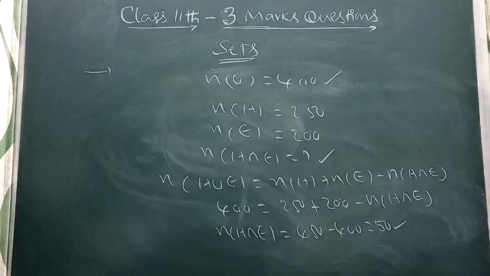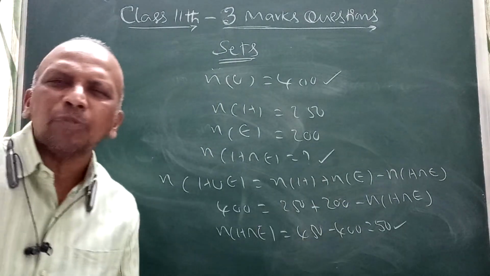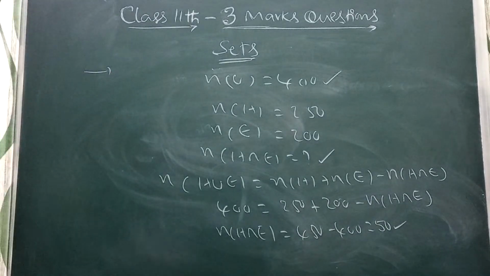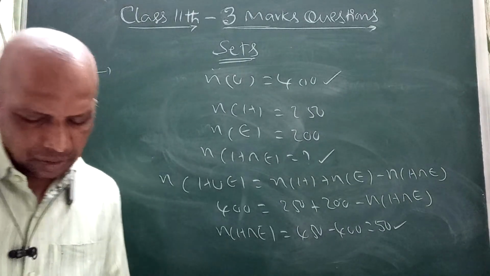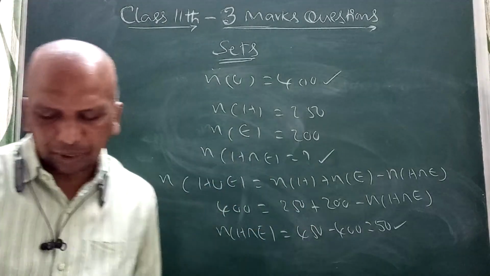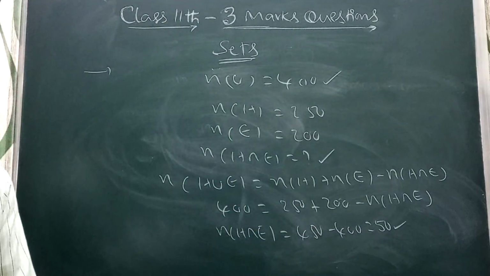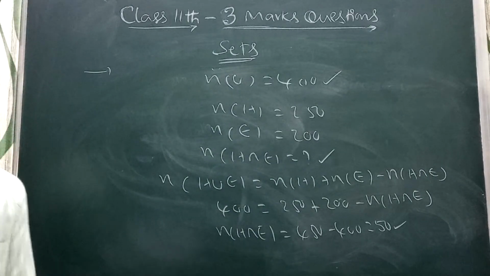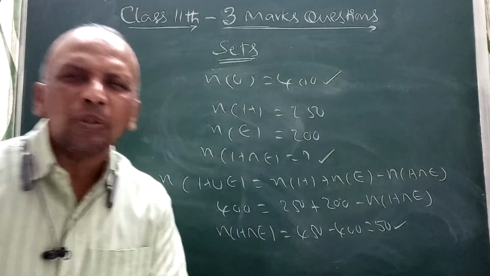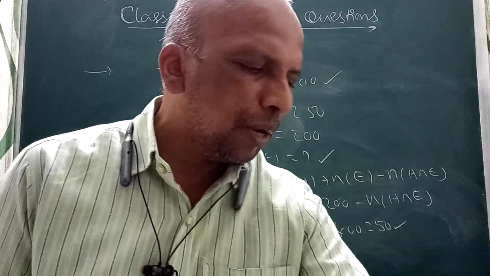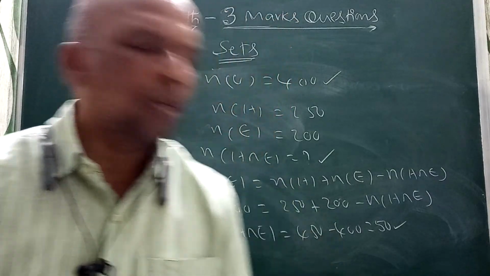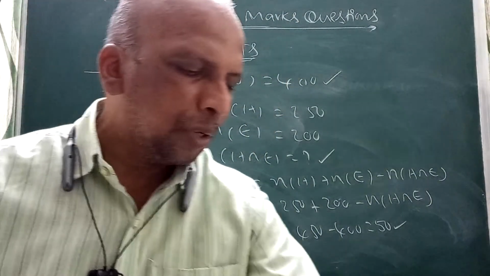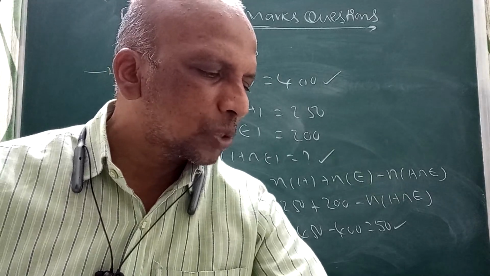So you can solve problems related to these. Another example: in a group of 70 people, 37 like coffee, 52 like tea, and each person likes at least one of the two drinks. How many people like both coffee and tea? You can solve this type of problem for 3 marks from sets. Easily you can solve these problems. We are able to solve 3 marks questions.